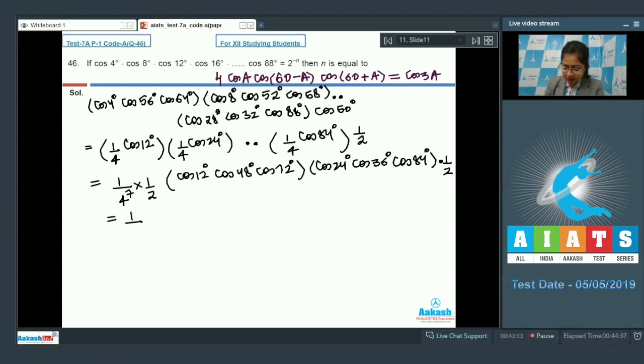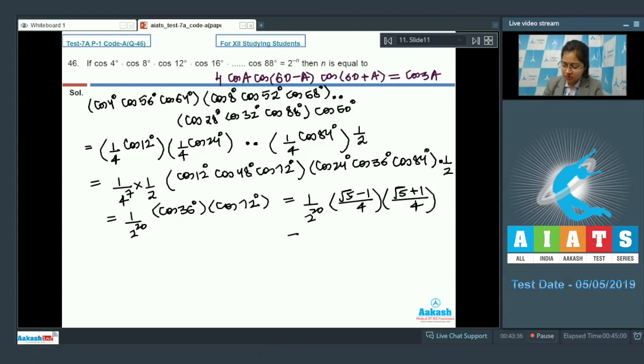So this is equal to 1 by 2 raised to the power 20 into cos of 36 degrees into cos of 72 degrees. Now the values of these can be directly put, that is root 5 minus 1 upon 4 multiplied with root 5 plus 1 upon 4. So this is equal to 1 by 2 raised to the power 22. So we can say that the value of n is equal to 22. So its answer is 22.